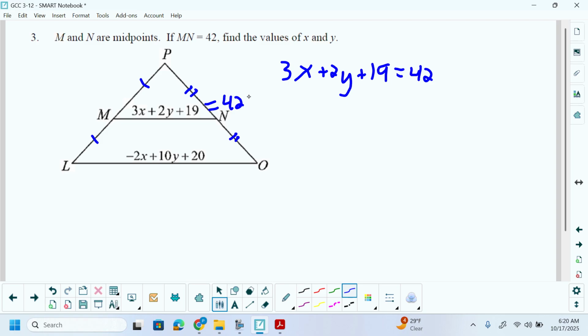Well, the other property we have with mid-segments is the mid-segment is half of the side it's parallel to. Or in other words, we could double the mid-segment, and it'll give us that third side. So if we double 42, that gives us 84, and that can give us a second equation. You also could have just doubled the expression for MN and set it equal to side LO.